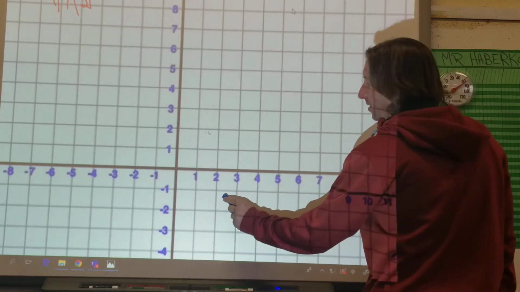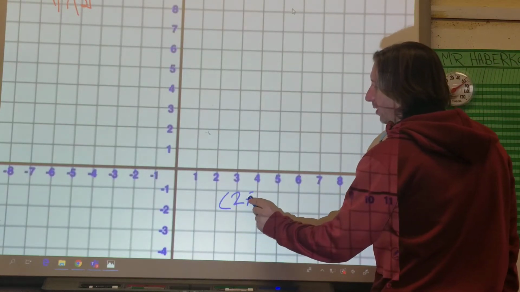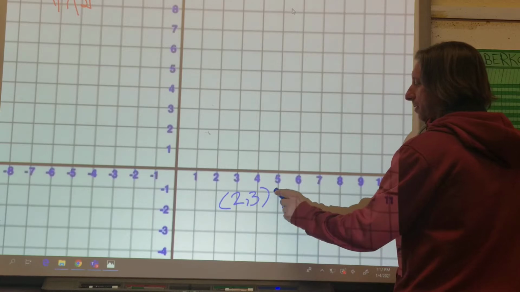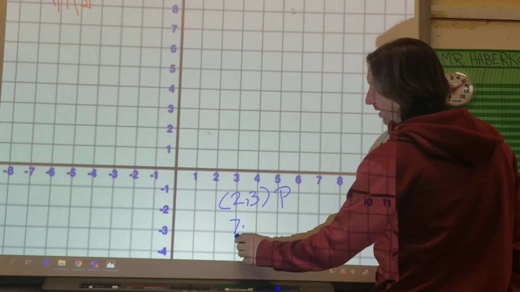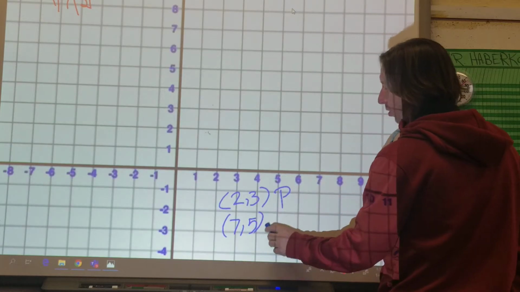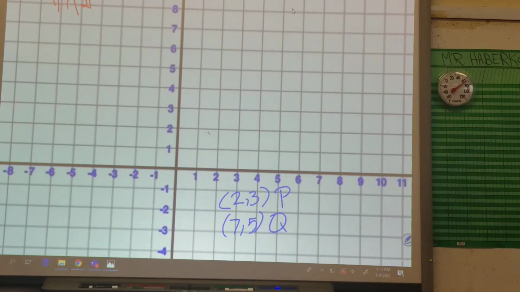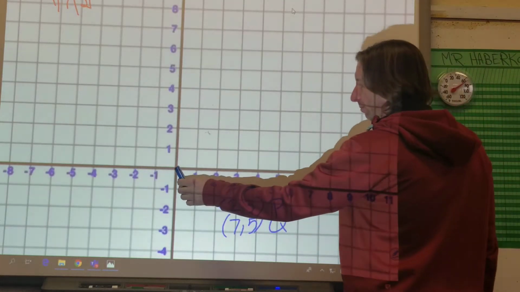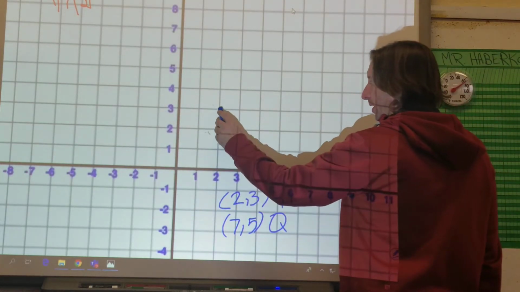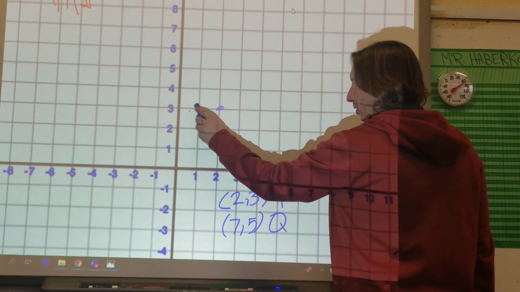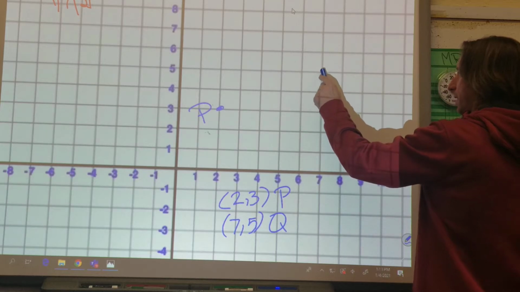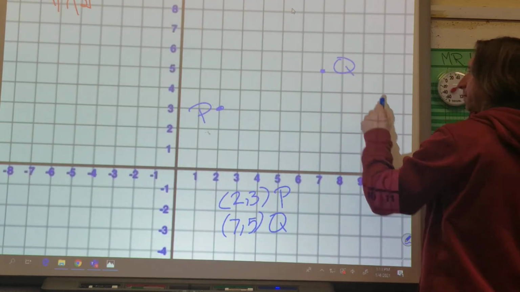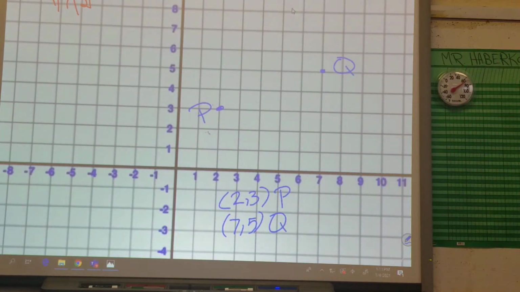So we'll say we want to find the distance between the point at 2, 3. We'll call that point P. And we'll say at 7, 5. We'll call that point Q. Okay? So, plot the points sideways first, right? Start at the origin, over 2, up 3. There's point P. And then 7, 5, 1, 2, 3, 4, 5. There's point Q, right?